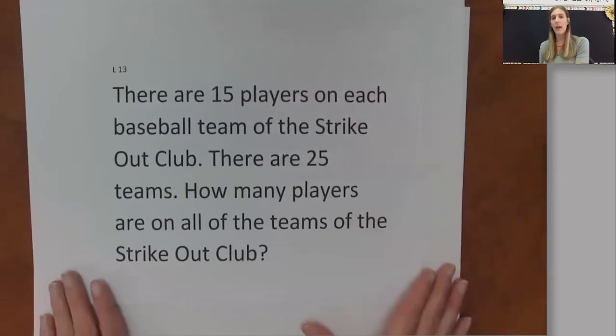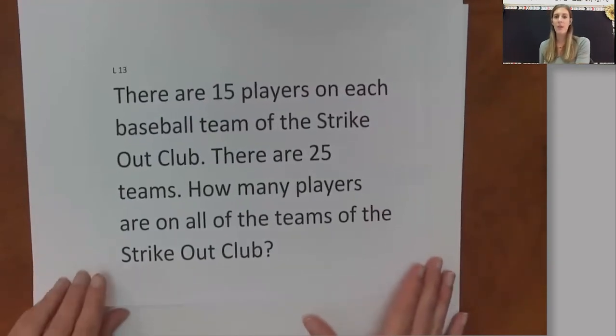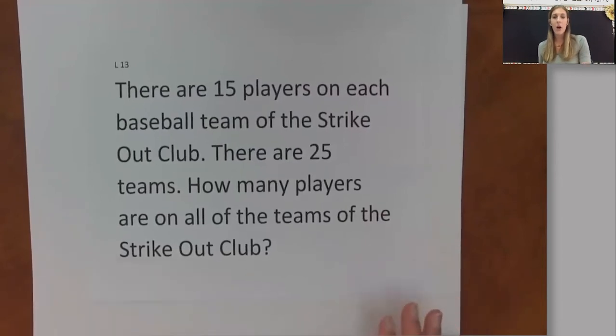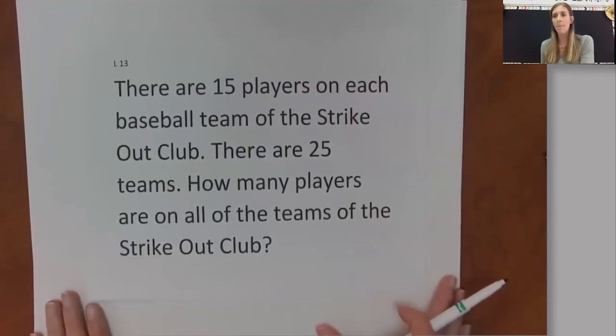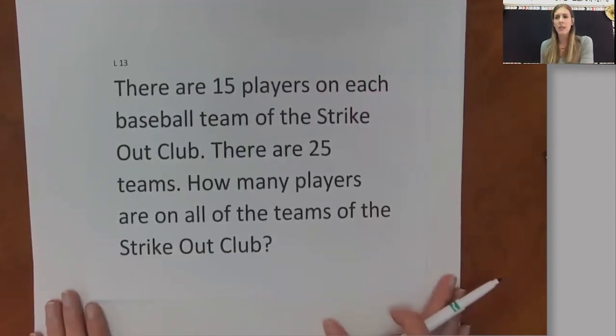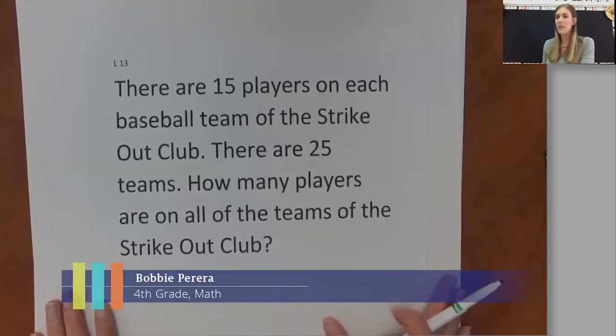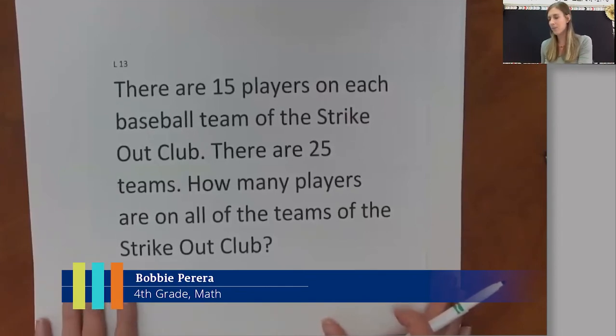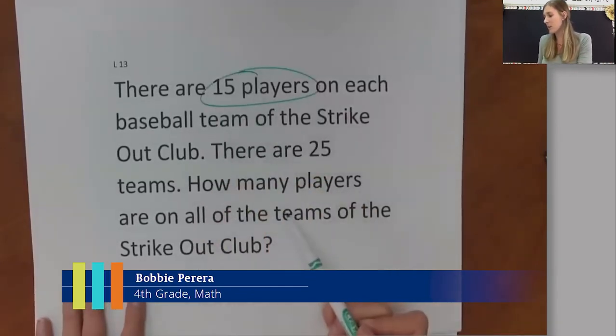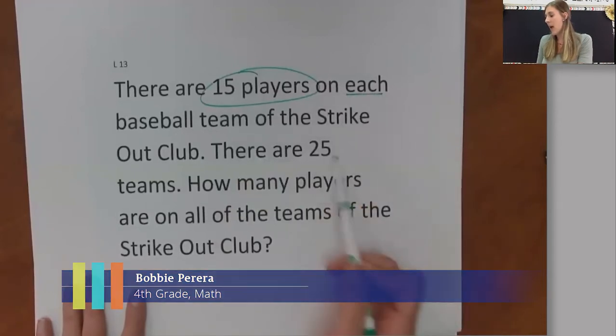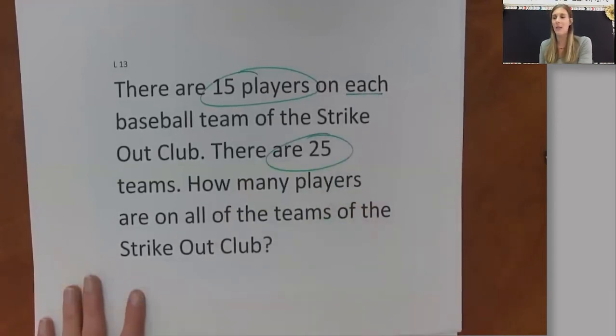There are 15 players on each baseball team of the Strikeout Club. There are 25 teams. How many players are on all of the teams of the Strikeout Club? What information is this problem telling us? Yes, it's telling us there are 15 baseball players on each of the 25 teams. 15 players on each team, and then there's 25 teams.